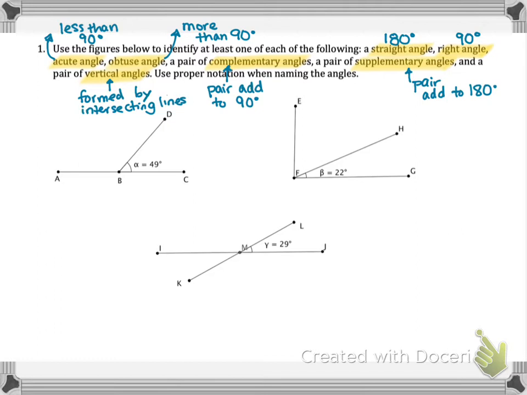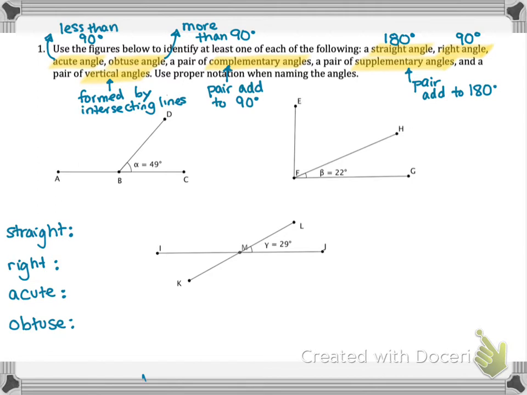So first we want a straight angle. I'm going to go ahead and make a couple of notes. We want a straight angle. We want a right angle, and I'm going to do one of each. An acute angle. That doesn't mean that there's only one of each in all of the images. And an obtuse angle. So these are going to be individuals. Those are the four things we're looking for individually.